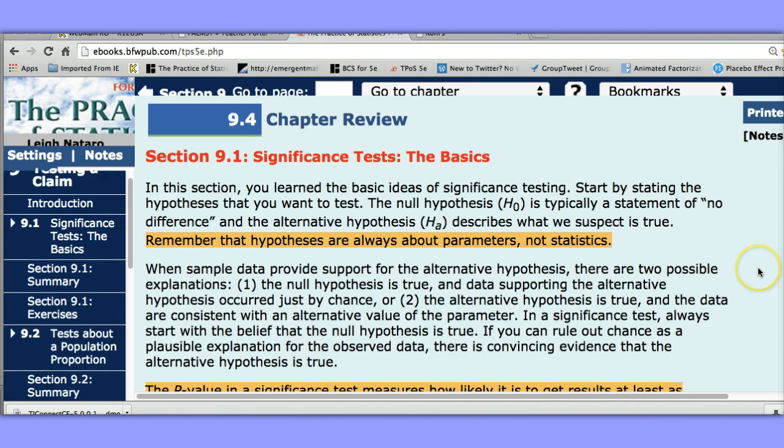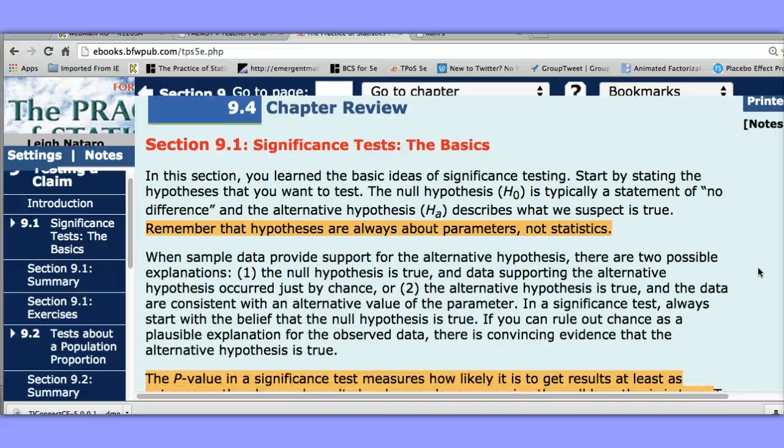Also, I've highlighted a few things in the book in the chapter review section at the end of chapter 9. First, remember that hypotheses are always about parameters, not statistics. So make sure you're using mu and p, not x bar and p hat.